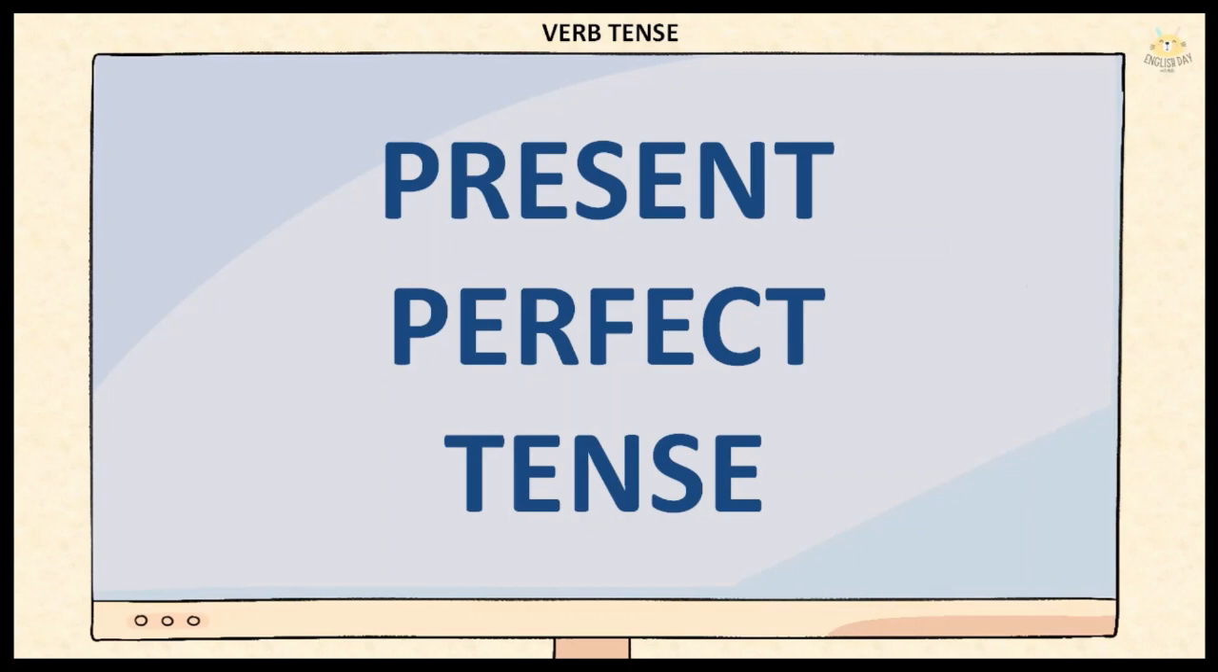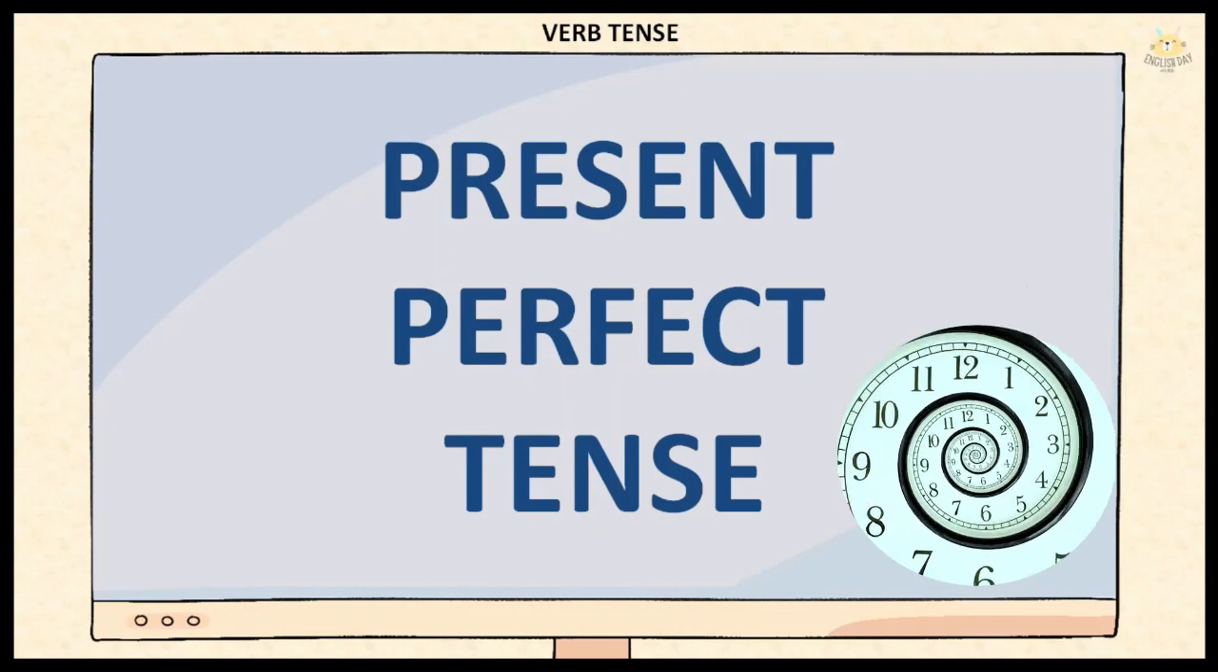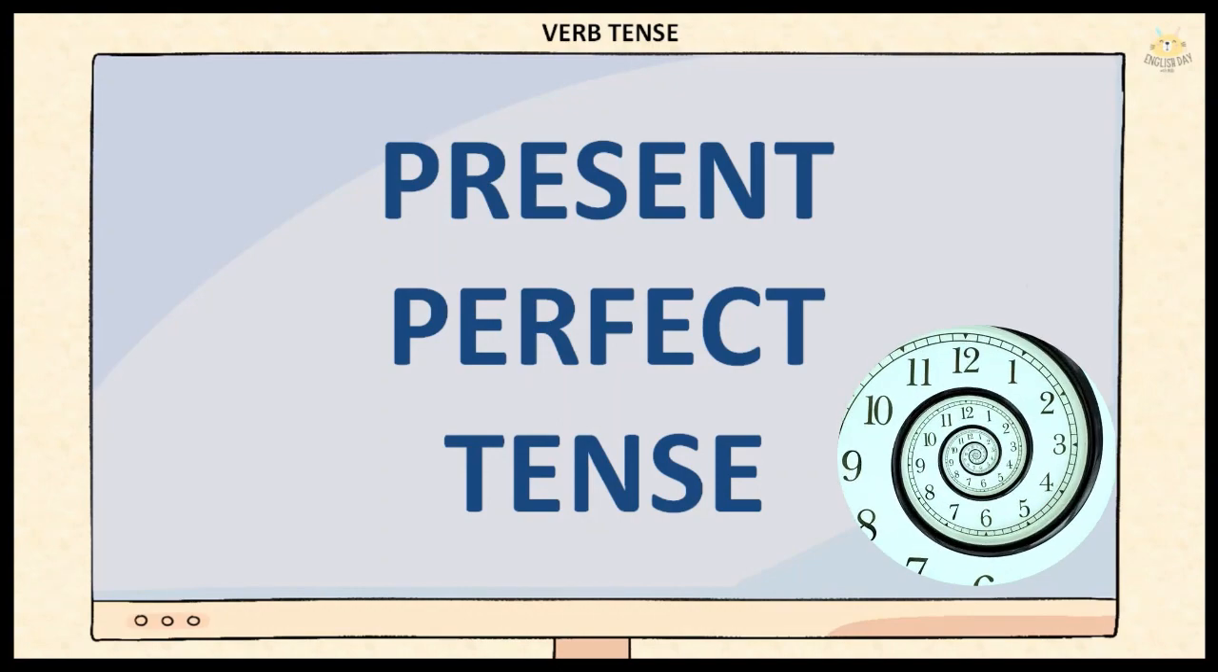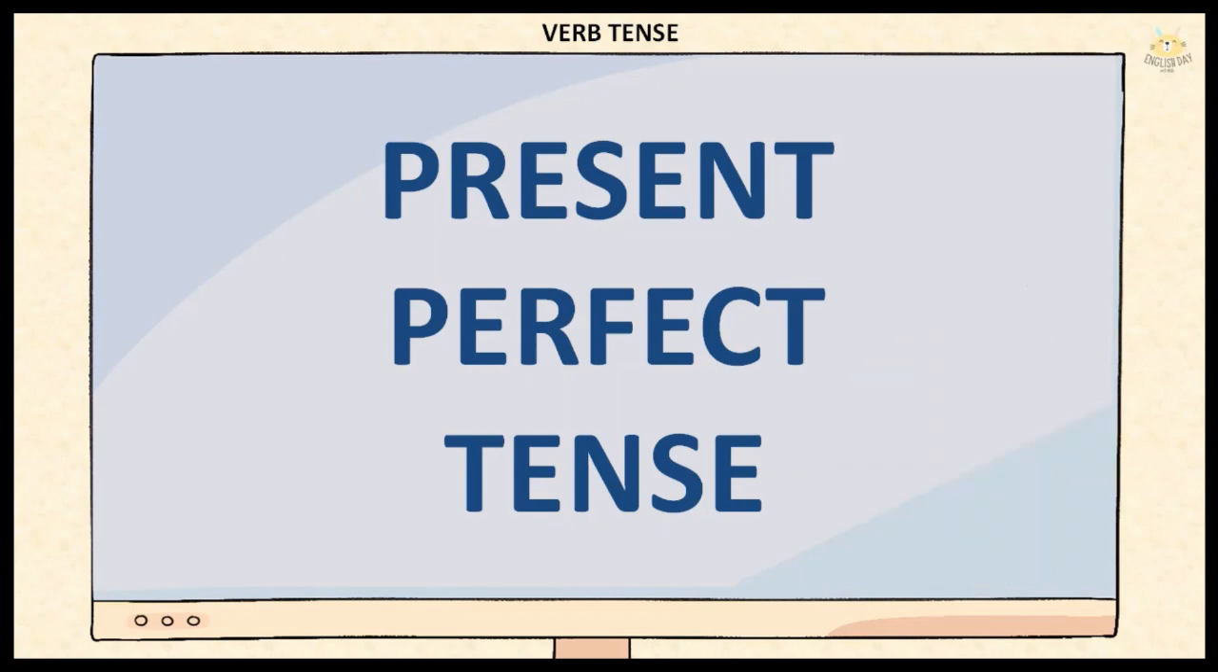Today we are going to discuss the present perfect tense. The present perfect tense is commonly used to talk about an action that happened in the past, but at an unspecified time. Later on, as we go on with the lesson, we are going to learn when to use the present perfect tense properly.